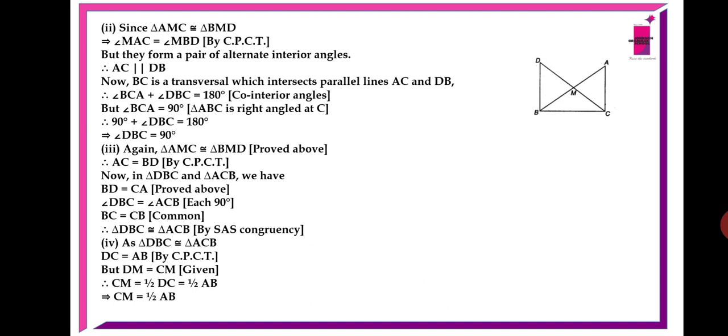As triangle DBC is congruent to ACB, DC is equal to AB by CPCT. But we know that DM equal to CM. Given CM equal to half DC, because M is the midpoint of DC. So CM can be written as half DC, and we know that DC is equal to AB, so CM is also written as half AB. Therefore, CM equal to half AB.